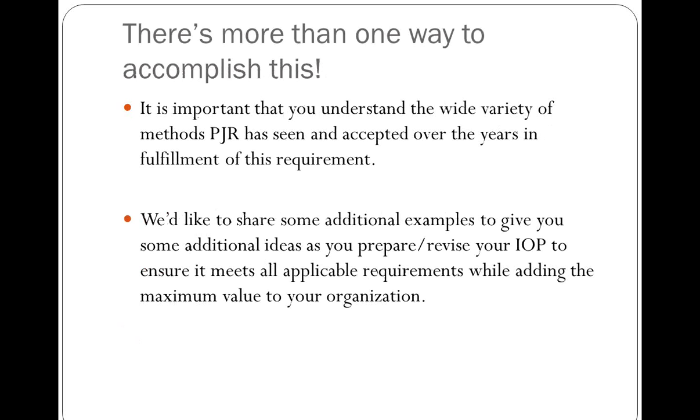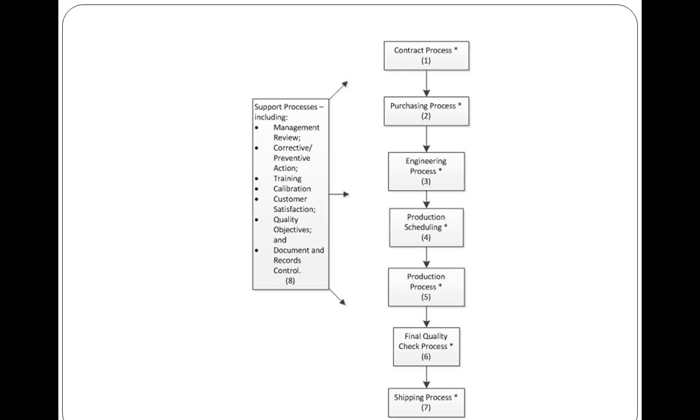Now, obviously, there's numerous ways to fulfill this requirement. We have seen and accepted many varieties of IOP documents over the years. So we thought that you might appreciate seeing some additional examples, some additional ideas on how to fulfill this requirement, and perhaps use some of these ideas for adjusting your own IOP. This first item here, this is kind of a stack of steps here, a single flow. The idea is that each of these items informs the other. We've got 7 main processes called out here, and here's our support processes on the left.